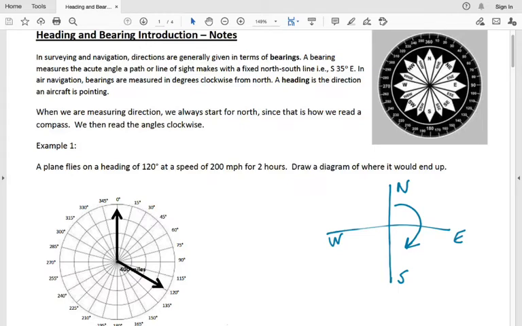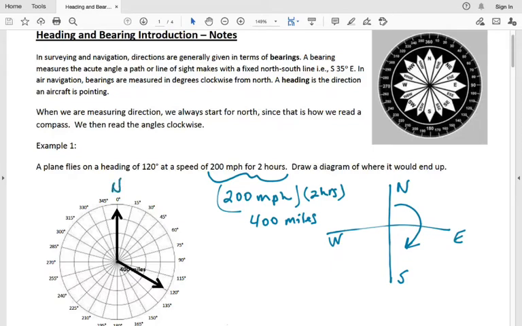So in this first example, we have a plane that's flying on a heading of 120 degrees, and it's doing that at a speed of 200 miles per hour for 2 hours. So if you go 200 miles per hour for 2 hours, that means you've actually traveled 400 miles. So we've drawn that in this picture down here.